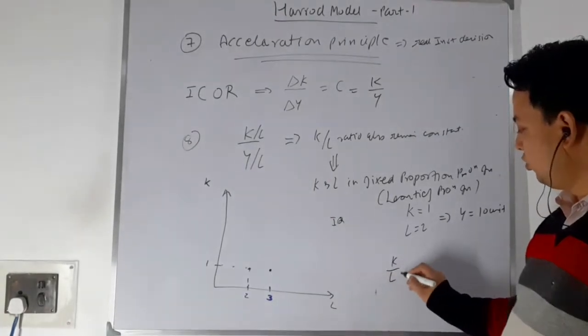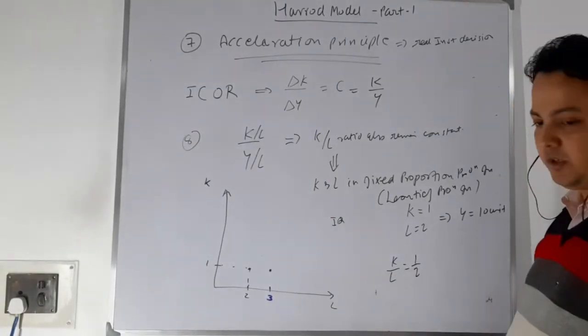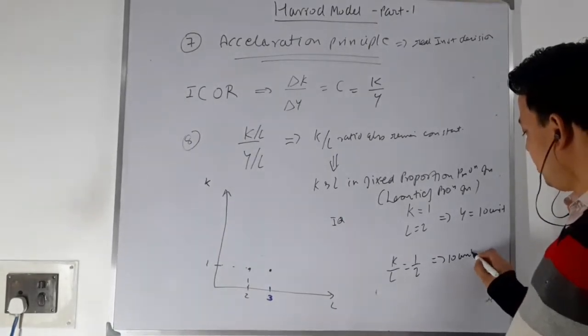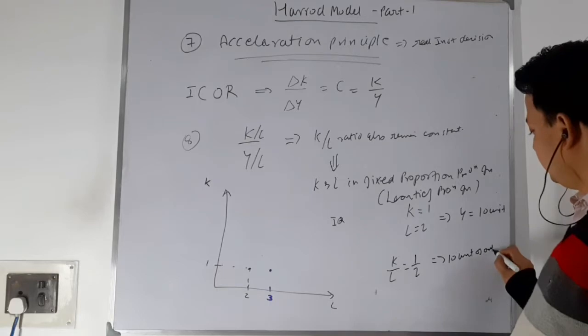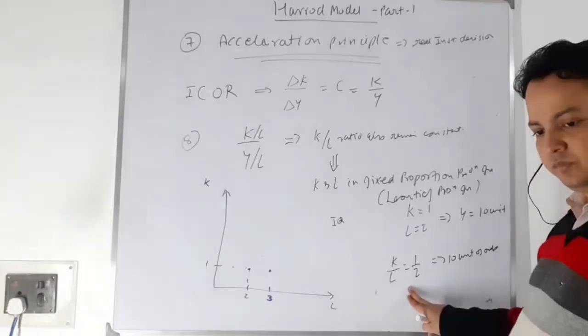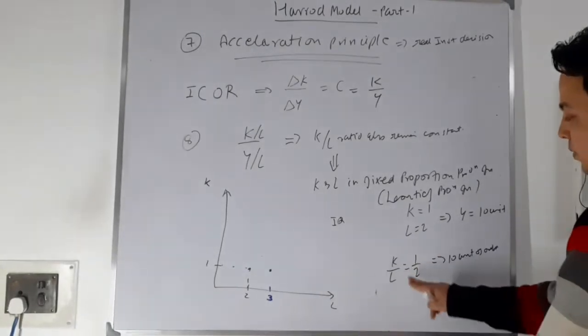Capital 1 unit and labor 2 units. This ratio will be 1 by 2. Yes or no? With that I can produce 10 units of output. Okay. I will use the capital-labor ratio in fixed proportion, and that proportion will be 1 by 2.